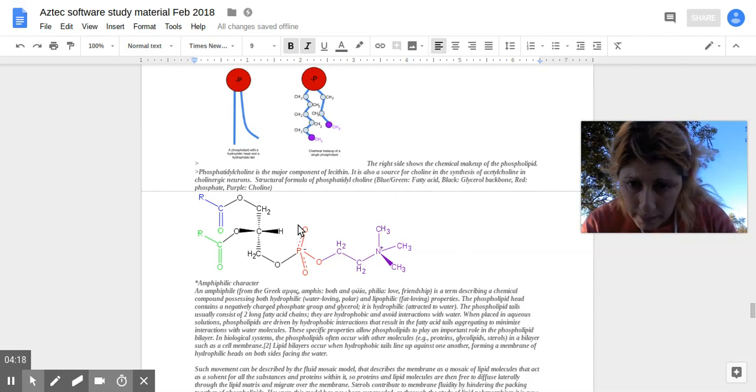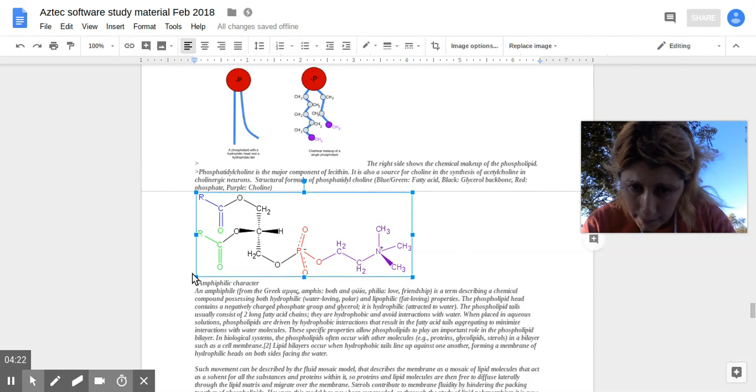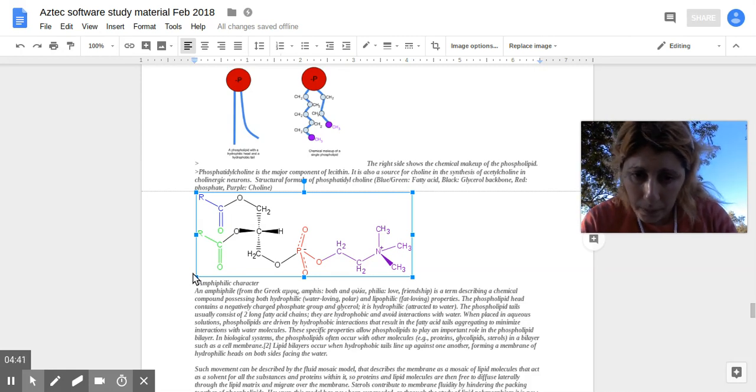The phospholipid tails usually consist of two long fatty acid chains. They are hydrophobic and avoid interactions with water. When placed in aqueous solutions, phospholipids are driven by hydrophobic interactions, resulting in the fatty acid tails aggregating to minimize interactions with water molecules. These specific properties allow phospholipids to play an important role in the phospholipid bilayer.